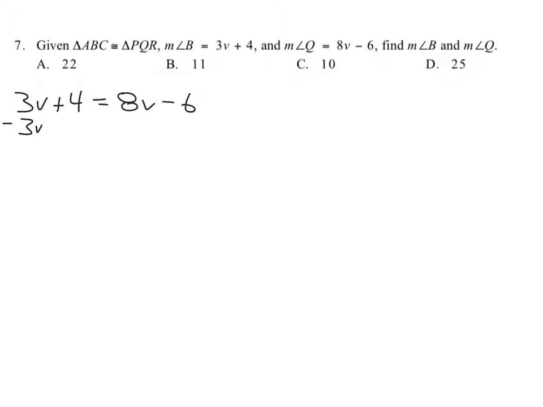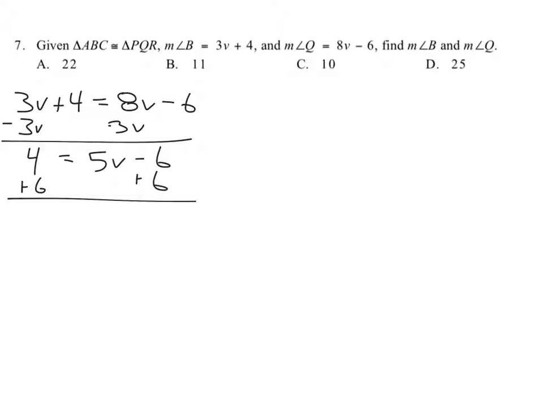So subtracting 3V from both sides, we get 4 equals 5V minus 6. And then we'll add that. We're trying to get all the variables to one side and isolate the variable, getting all the constants to the other side. Once we've got all of the V's on the right-hand side, what we really want to do is get it down to a single V. So I know you know this, but I'm just talking through it anyway. Okay, so here we get 2 is equal to V.